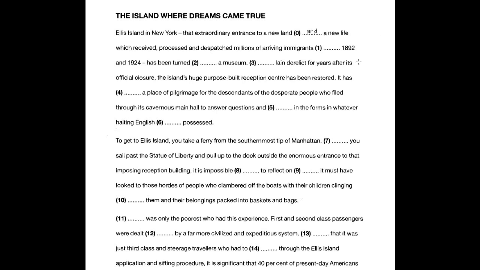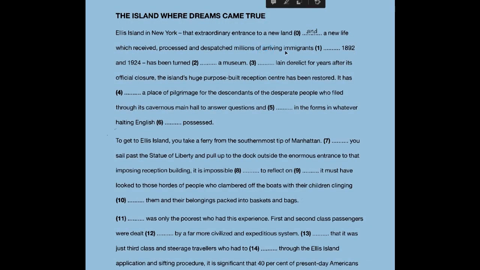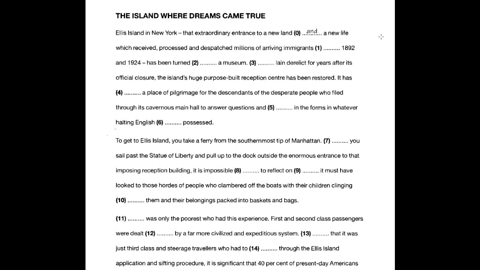Now, with these missing spaces, you want to think what possibilities are there. Now, I have never heard of Ellis Island. Shame on me. I don't know where it is or what it's all about. But I can see that because they're mentioning arriving immigrants, and it's a place where the immigrants were received, processed and dispatched. Clearly, this was a place which was very important many years ago, and we could say that the missing word here is in 1892 and in 1924.